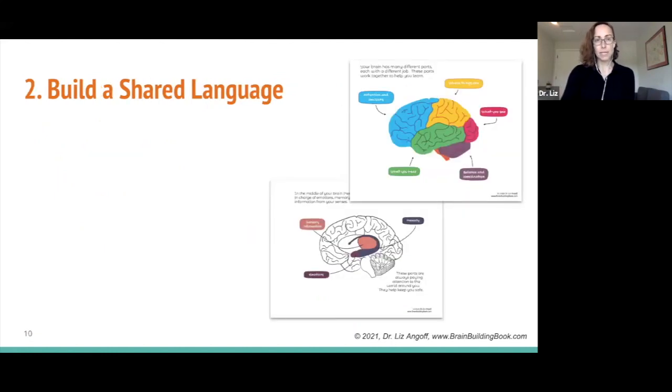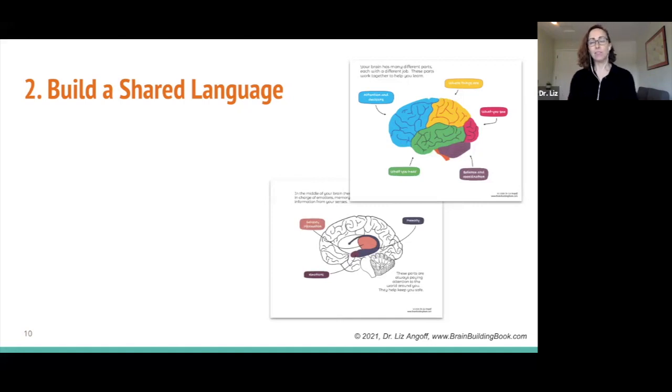The second piece to the model is building a shared language. And to do this, I use a handout with a picture of the brain. And if you have the brain building book, these pictures are also in the book that they end up taking home.